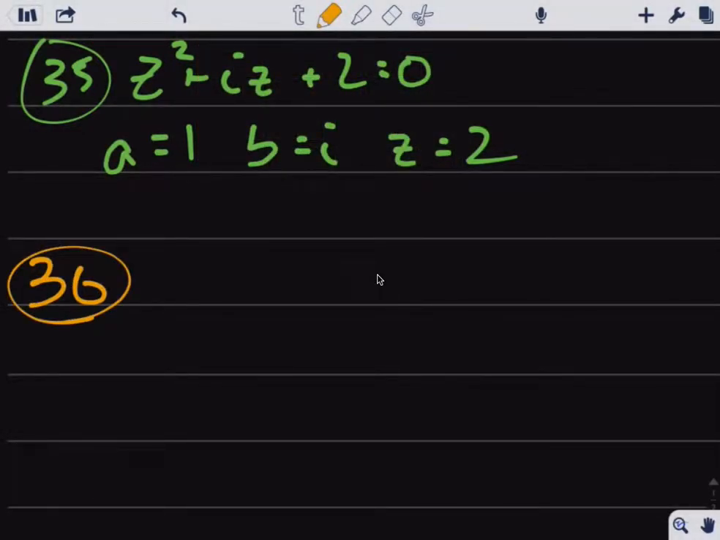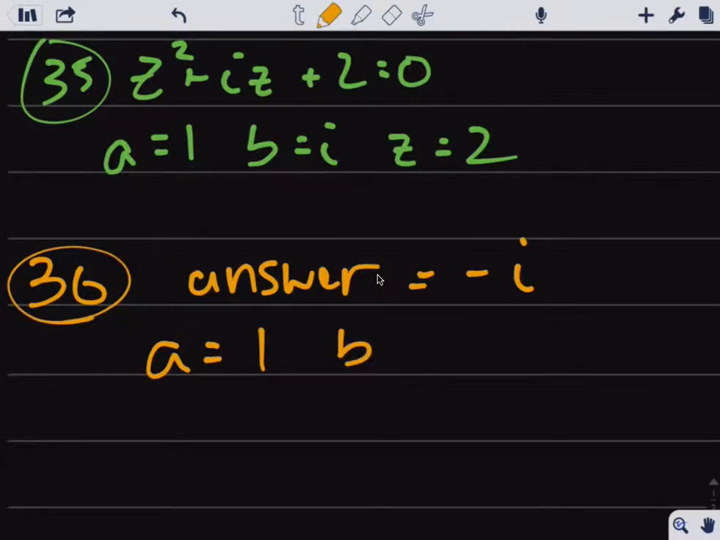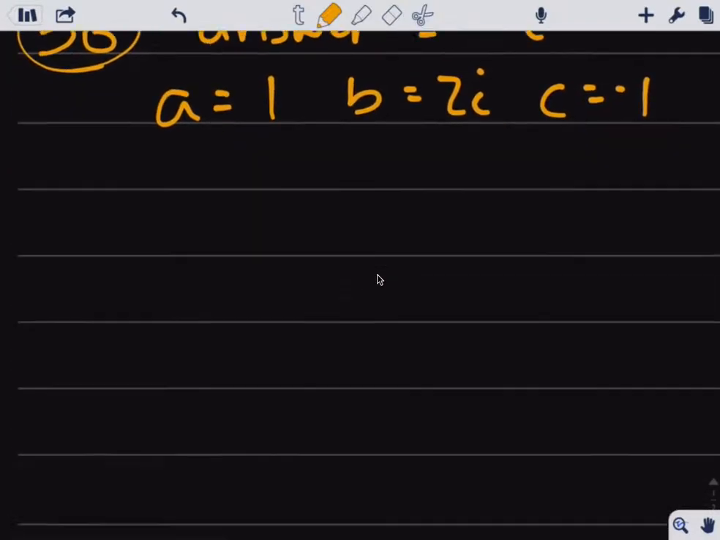36, same type of thing. I'm going to tell you that the answer you should get is negative i. Okay, 36, a is equal to 1, b is equal to 2i, and c is equal to negative 1. Okay, 37 and 38 are a little more complicated, so I'll work 37 and I'll leave 38 for you to work.